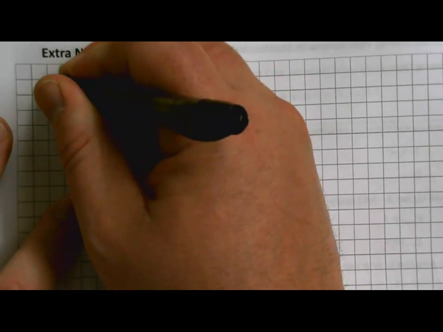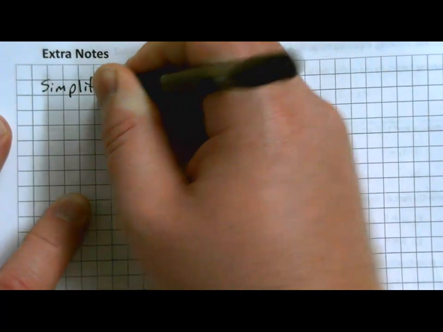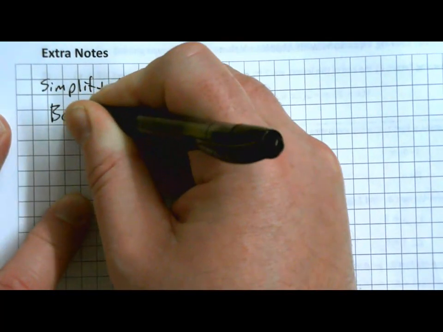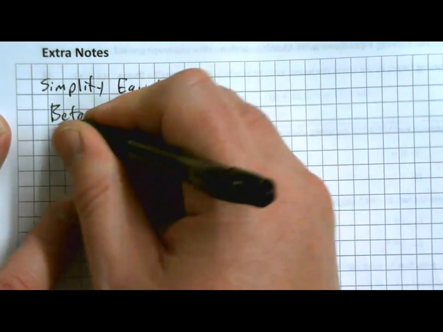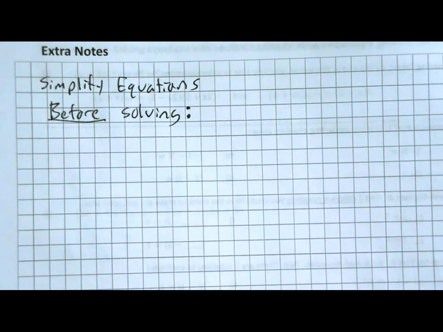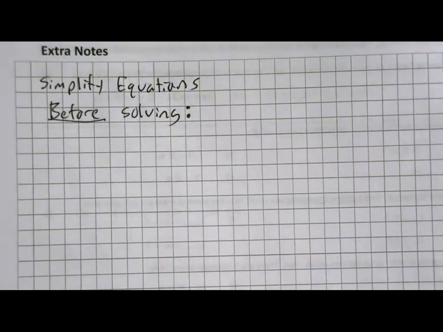So I'm going to label this: simplify equations before solving. And I'm going to underline before because we want to do these things first. Before we start adding and subtracting and multiplying, dividing things on both sides, we want to do these 3 things first.